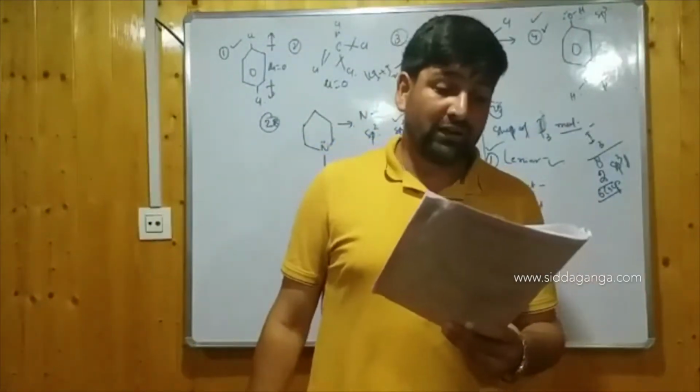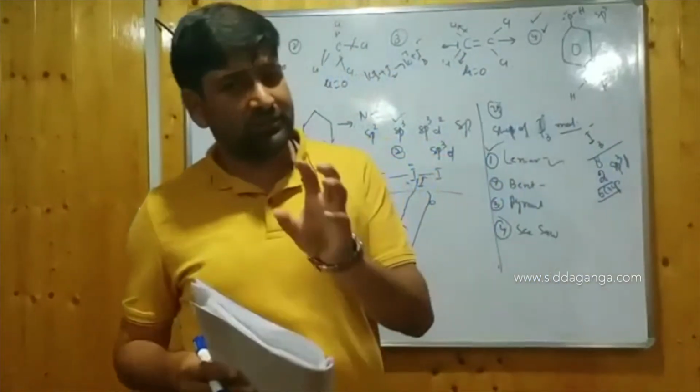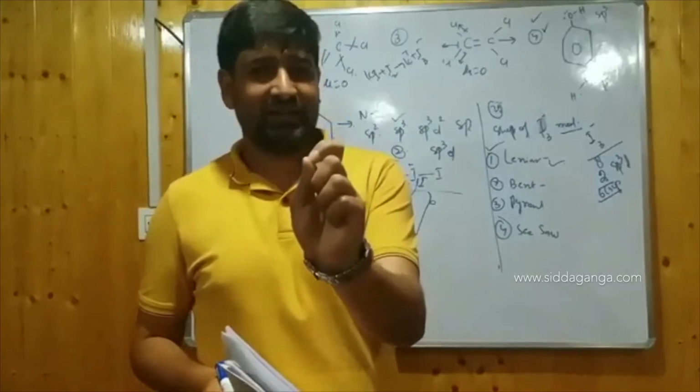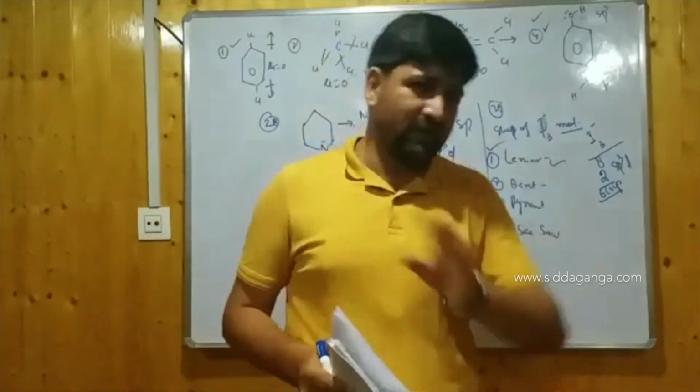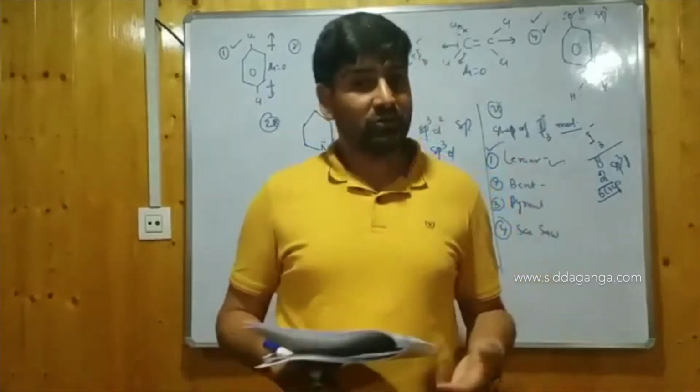3, the canonical structures have no real existence. True, because of resonating structures, the actual structure is in between all the resonating structures. That is the hybrid structure. Correct. So the structures individually that you are showing, they do not exist. They don't exist in real time and you cannot isolate those. This is correct as well.